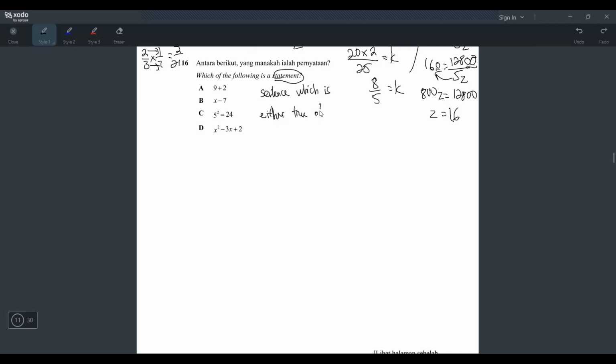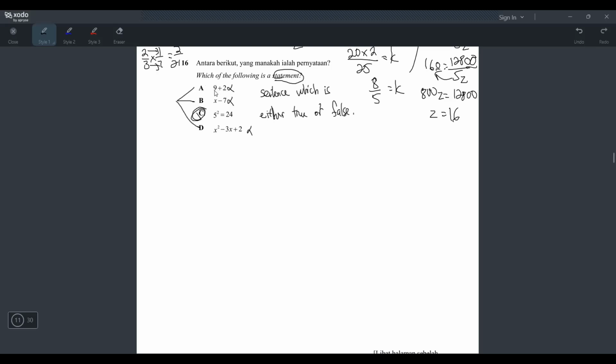True or false. Or in other words, a statement is a sentence where you can determine the truth value. It means you can determine whether this is true or this is false. So the answer is C. Because if you look at all these, this is non-statement, this is non-statement, this is non-statement. Only C is a statement because 5 square is not 24, 5 square is 25. So the fact that you can tell me this is false indicates that it's a statement already and it's a false statement.